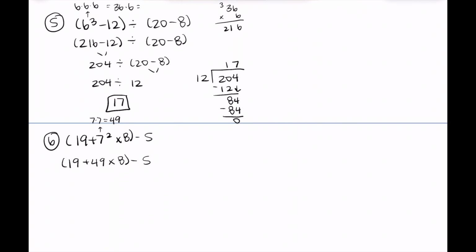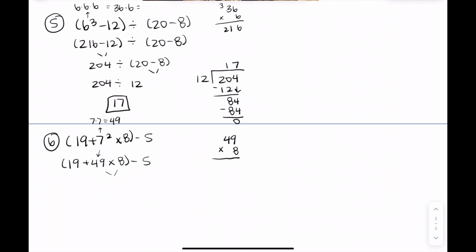Now we'll move on to multiplying, right? Multiplying comes before adding. So inside of our parentheses here, we'll do the 49 times 8. I'll do that on the side so we can see what it is. 9 times 8 is 72. 8 times 4 is 32, plus 7 gives me 39. So we know that 49 times 8 gives us 392. So we'll fill that in, and now we can finish off the parentheses.